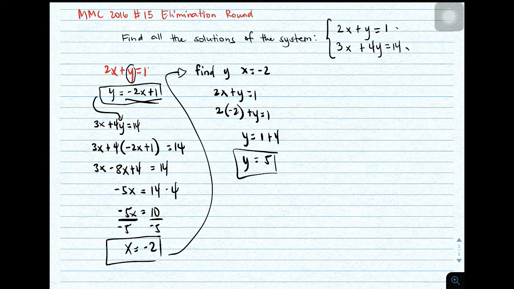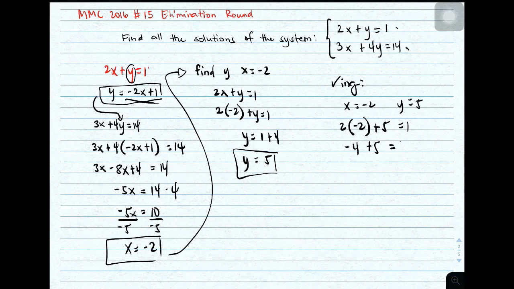So, hindi pa tayo pwede mag-conclude ngayon if that answer is correct. We need to check whether the values of x and y can satisfy the given system. So, checking tayo. For checking, your x is equal to negative 2, your y is equal to 5. 2 times negative 2 plus 5 is equal to 1. This is negative 4 plus 5 is equal to 1. This is 1 is equal to 1. So, nasatisfy natin yung first equation.